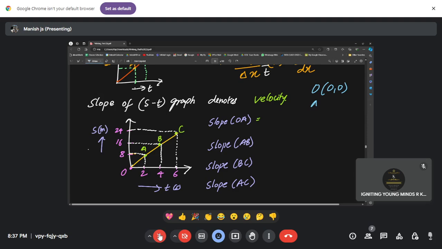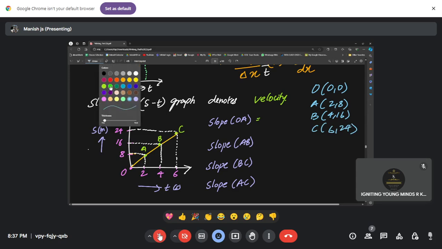What is A? What is the coordinates for A? X, comma Y. What is the x coordinate for A from the graph? It is quite very good. It is 2, comma 8, right? Yeah, 2, comma 8. Same way for B. The coordinate for B is 4, comma 16. You can see it, right? It's x, comma y. That's what I'm talking about. And coordinate for C is 6, comma 24. Okay, these are the coordinates.